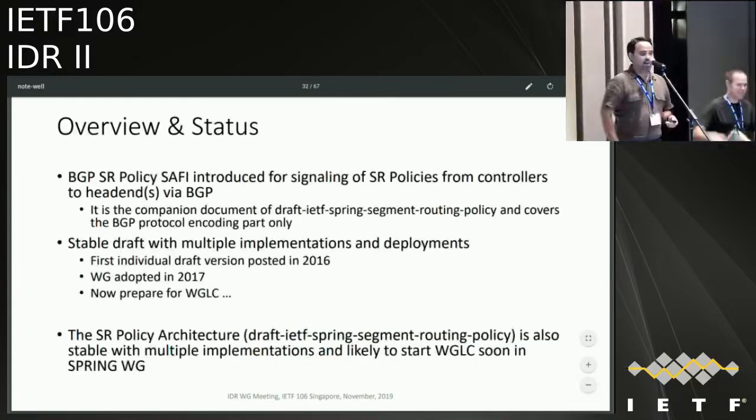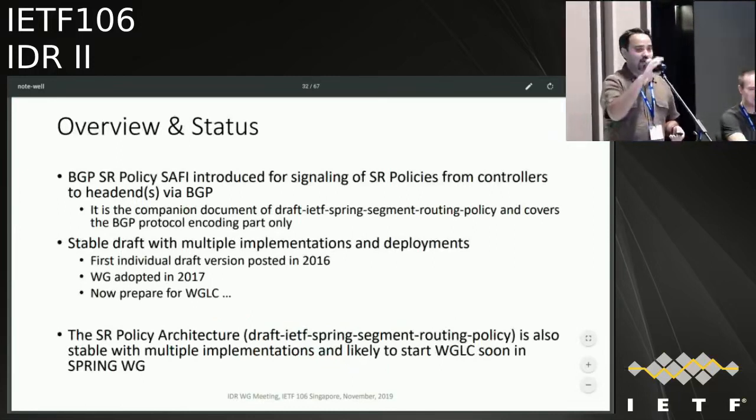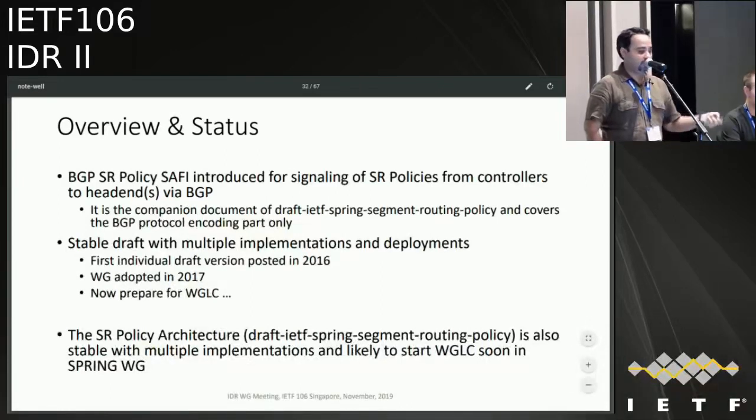Okay, so this is very quick. Ketan Talaulikar, Cisco. So we have this working group draft. It's about the SR policy SAFI for signaling of SR policies from controllers to head ends via BGP. It's been there for quite some time and we are preparing for working group last call. It's a companion draft of the SR policy architecture draft, which is in SPRING and also close to working group last call. Implementations are around, even deployments.